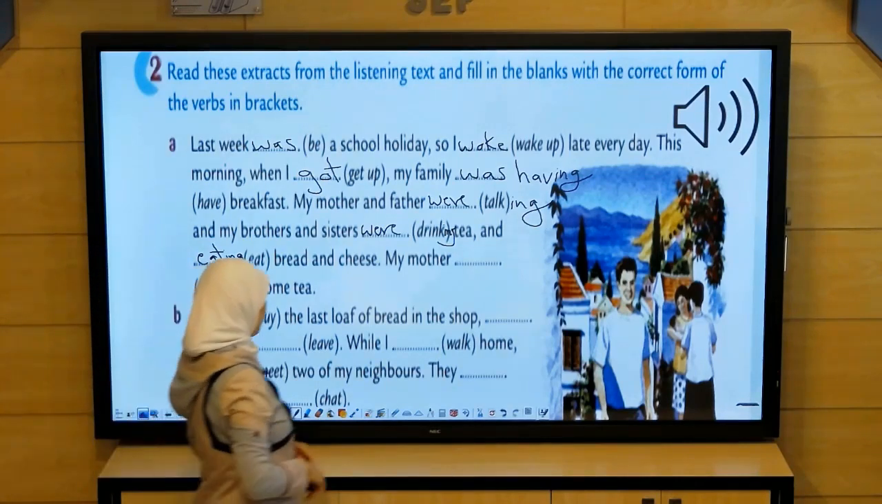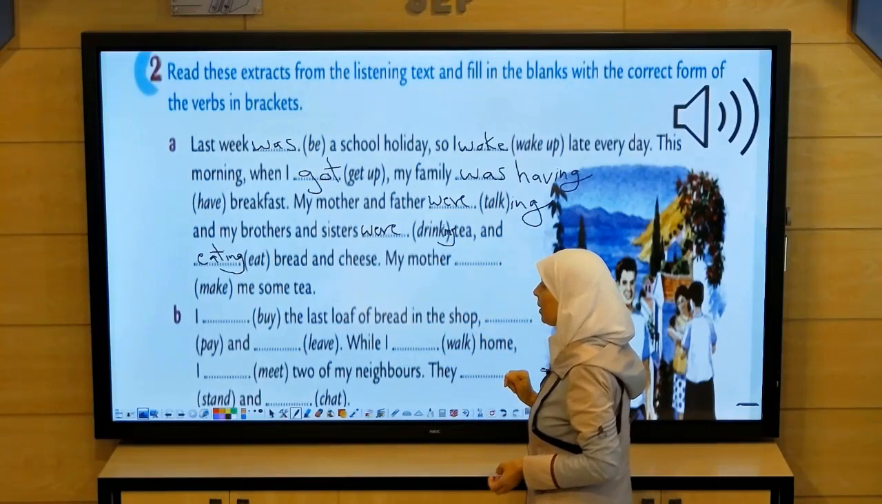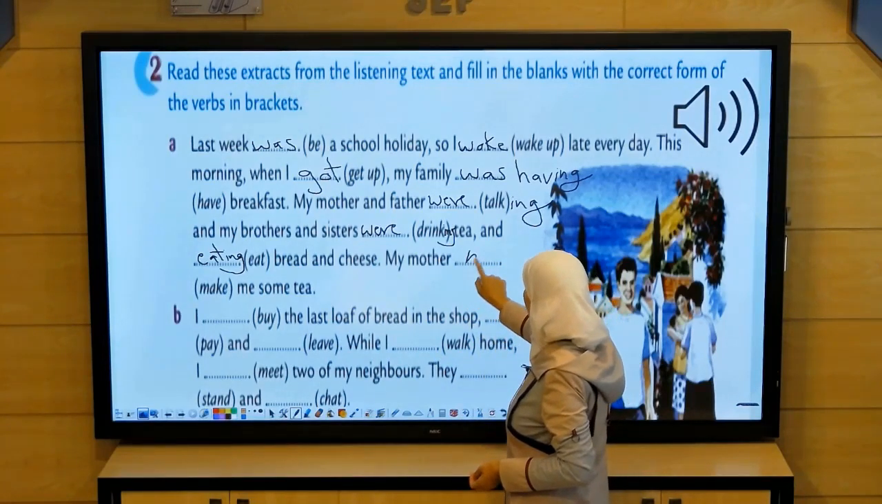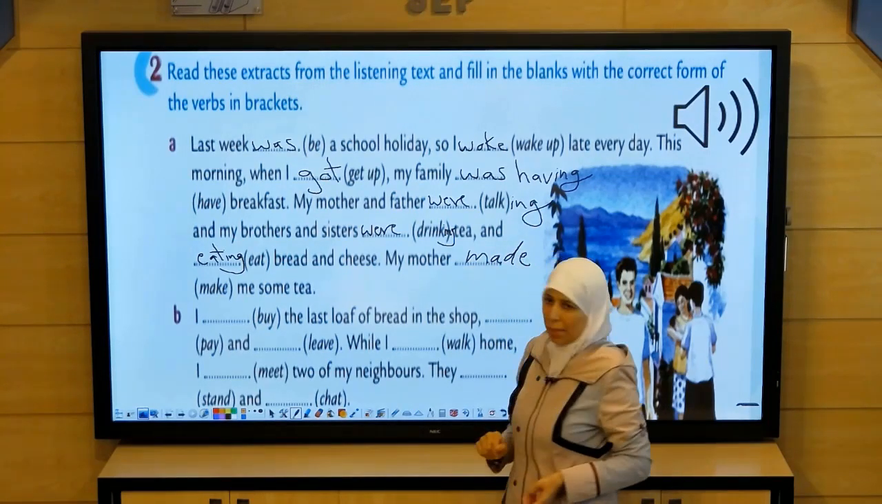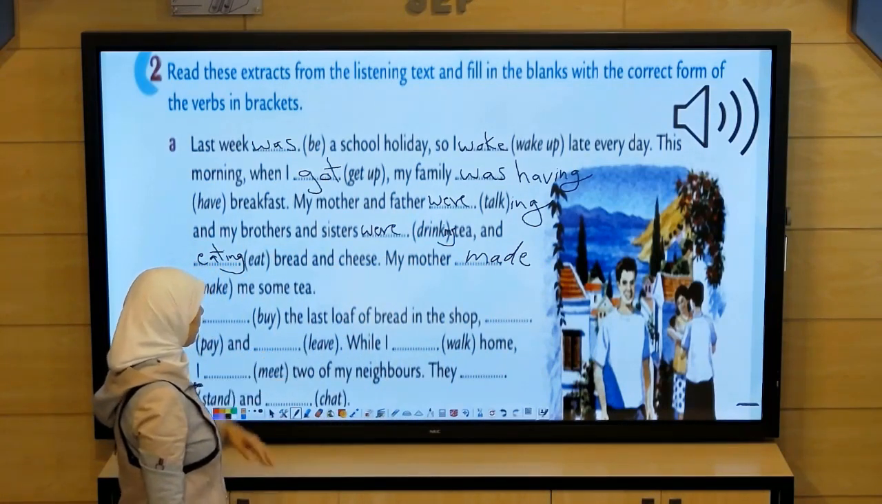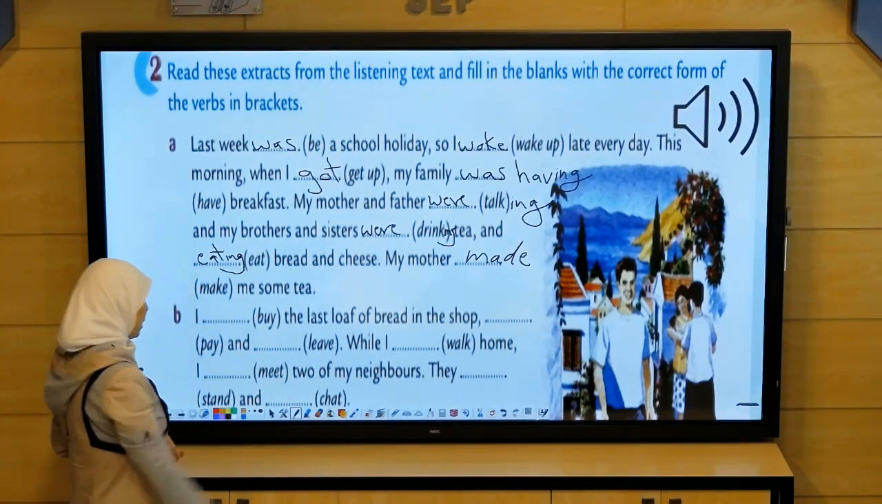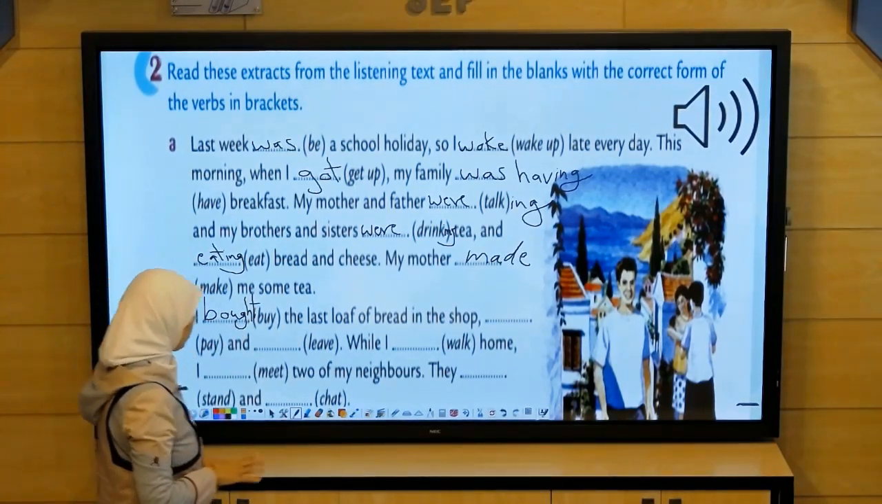Bread and cheese. My mother made me some tea. It is a past action, so we say made. Also, it is irregular. Made, irregular. I buy the last loaf of bread in the shop. A past action and the buy becomes bought. Also, irregular verb. I bought the last loaf of bread in the shop.